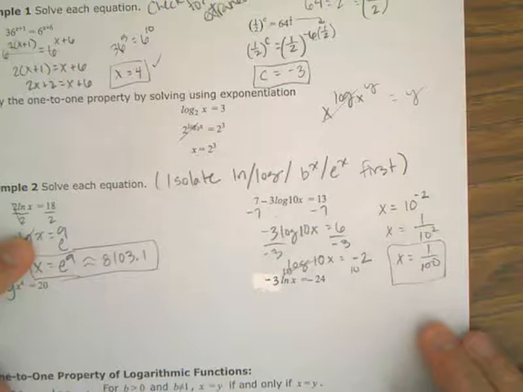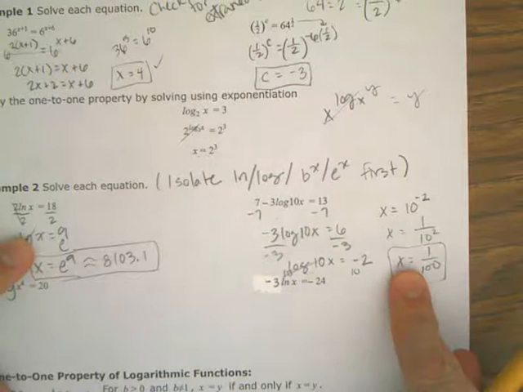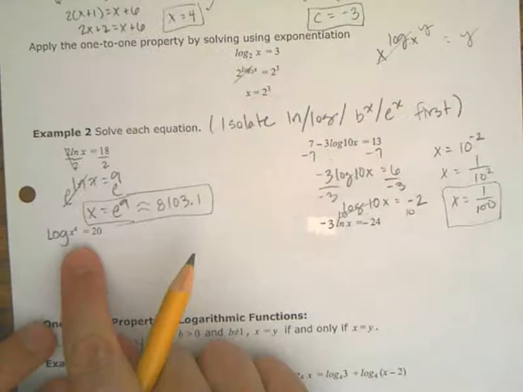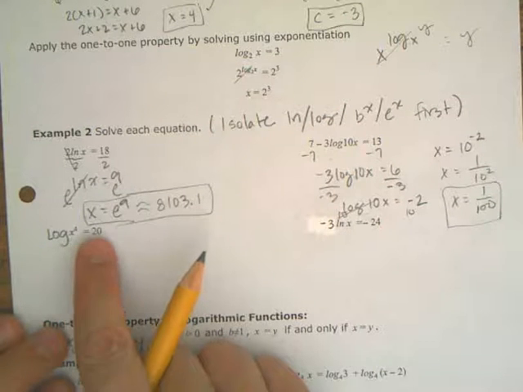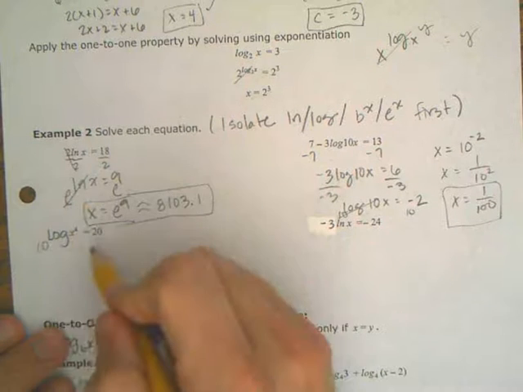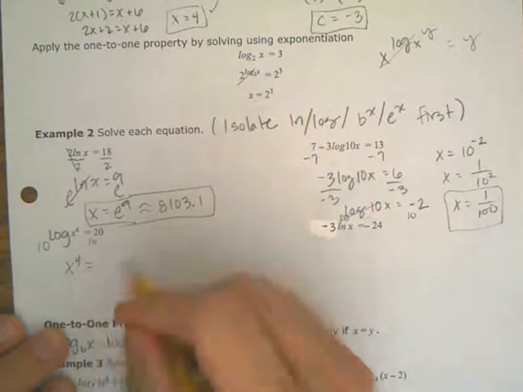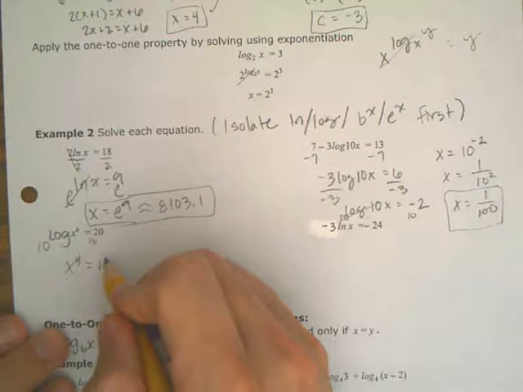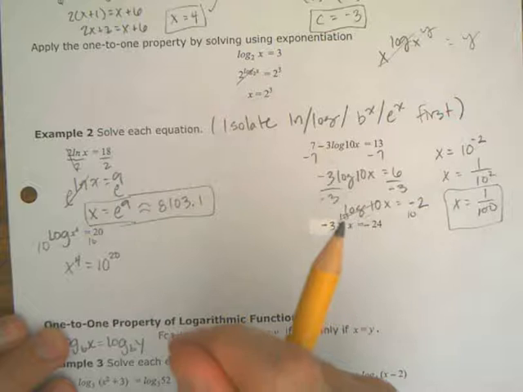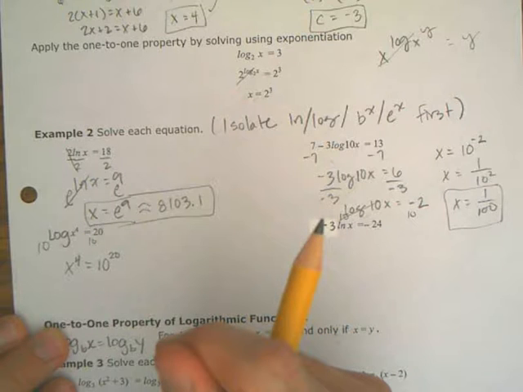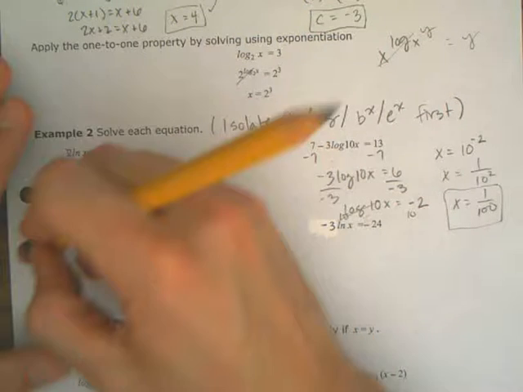Alright, log base 10 of x to the 4th, pop a 10 under there, pop a 10 under there, x to the 4th equals 10 to the 2/20th. Oh, just kidding. Only one mistake so far, if you're keeping count.